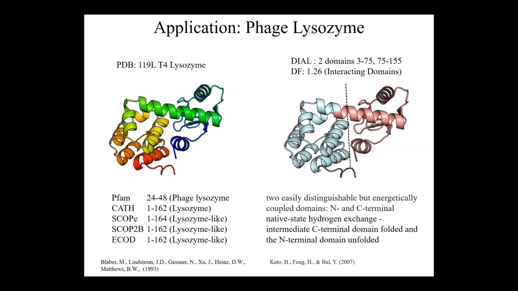So I'll get back to the domain definition. Compared to other databases, we have identified two different interacting domains using Dial. These are very closely interspersed interacting domains, which is seen by the value of the disjoint factor being less than 1.26. So there are no two distinct domains, but these are closely interacting. And again, upon literature survey, we realized that these two domains are also formed during the folding stage.